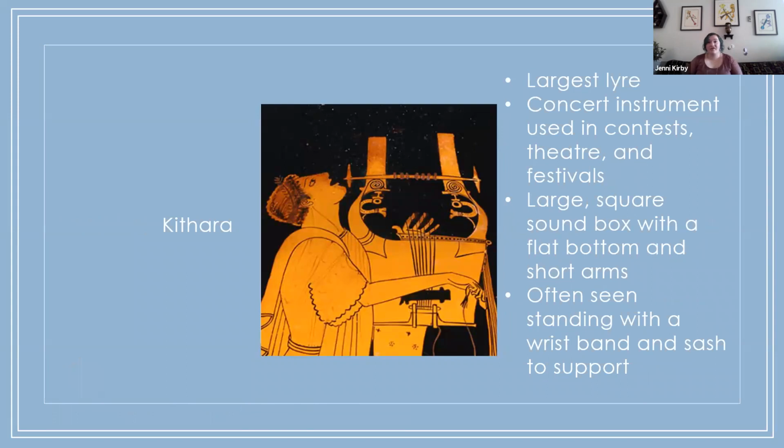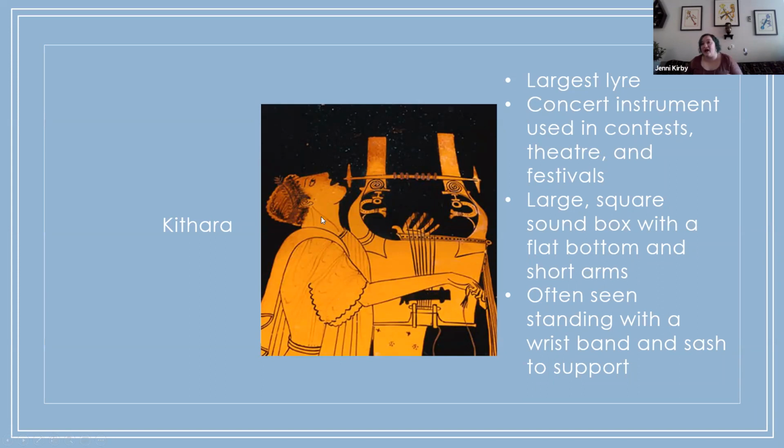So now we're on to the kithara. The kithara is the largest lyre, and it is a concert instrument. So it was played for these big musical contests that people would have. It was played in the theater and for festivals. So you can see our friend here, he is singing away, playing his kithara. So he's likely a performer at one of these contests.